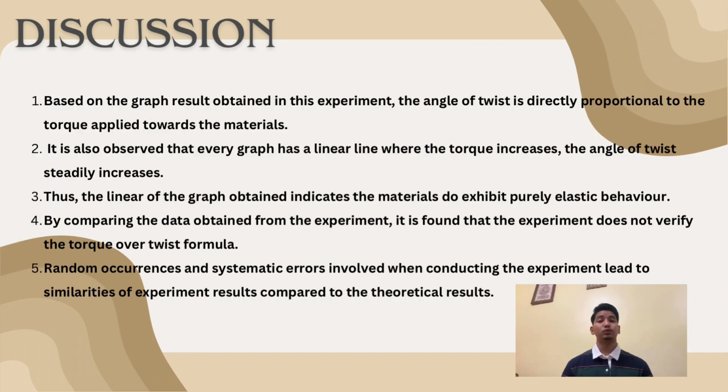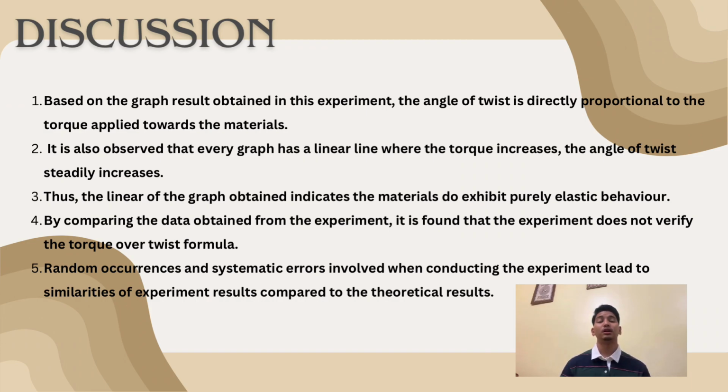The graphs of angle of twist against torque of the aluminium rod, steel rod, and nylon rod are constructed and shown in Figure 1, Figure 2, and Figure 3. Based on the graph results obtained in this experiment, the angle of twist is directly proportional to the torque applied to the material. It is also observed that every graph has a linear line where the torque increases, and from that the angle of twist steadily increases.